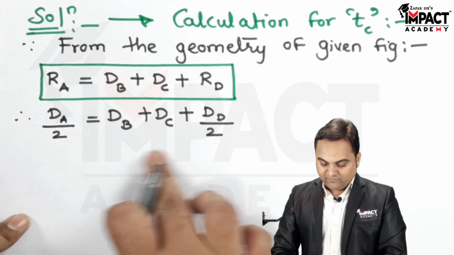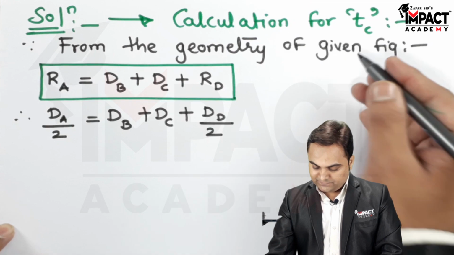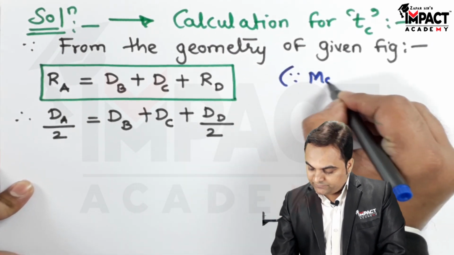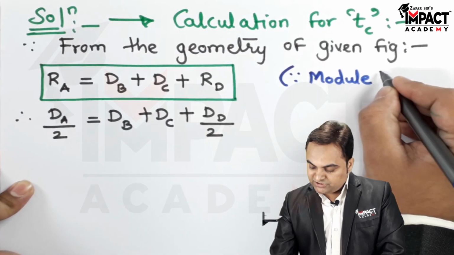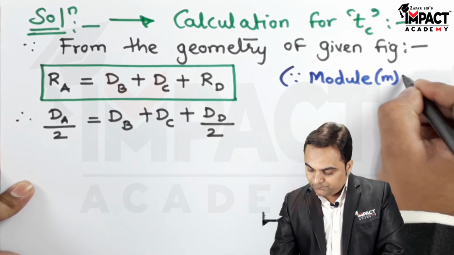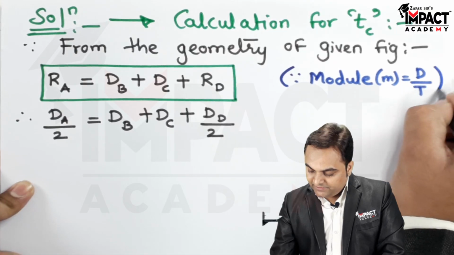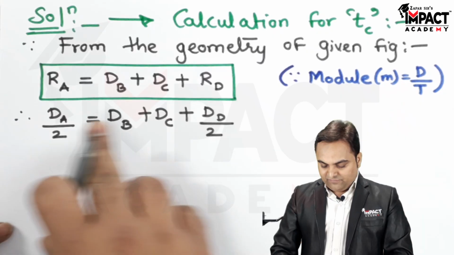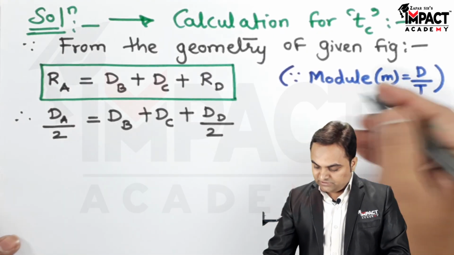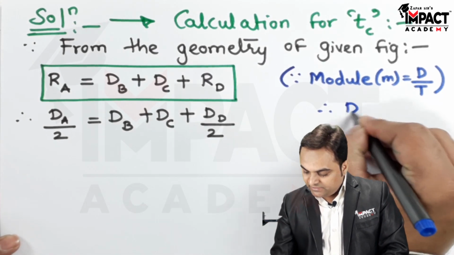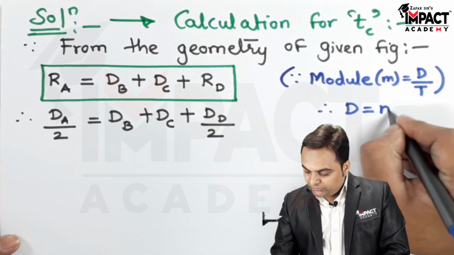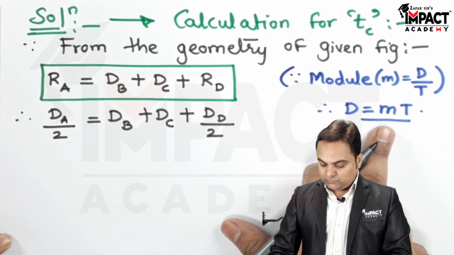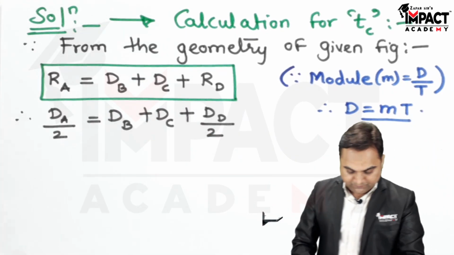Then here I would be replacing the diameter, because the module for the gears which are in mesh is given by module m is equal to capital D by T. This D indicates the pitch circle diameter, which is there in the given figure. It is the pitch circle diameter. So from this I can say that diameter is module into number of teeth. So here I would be replacing all the diameters with module into number of teeth for the respective gears.